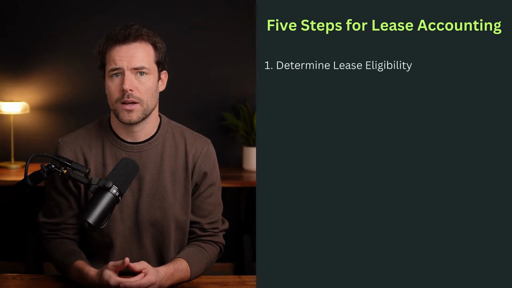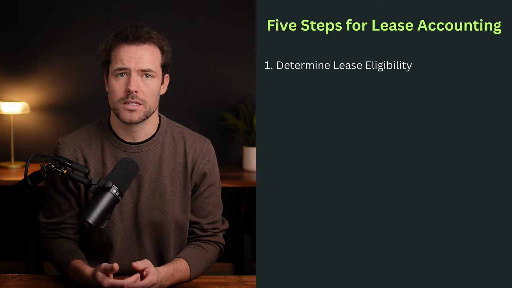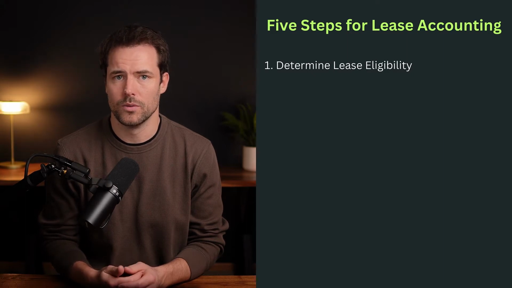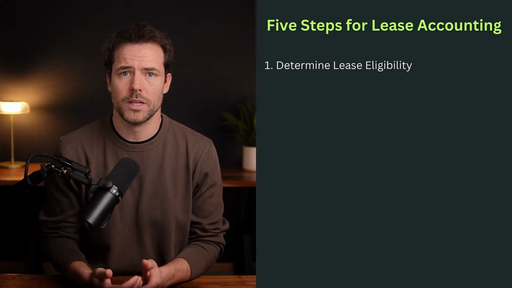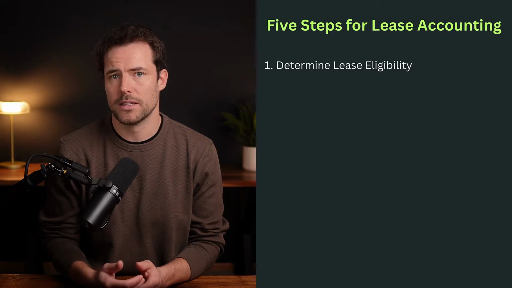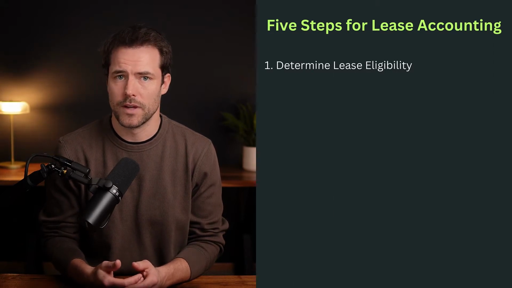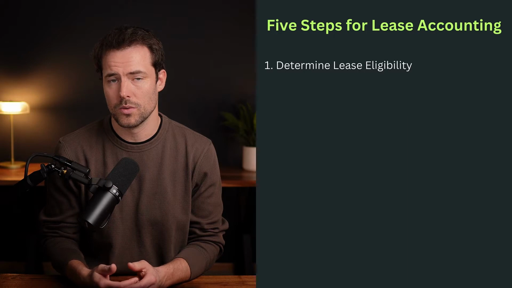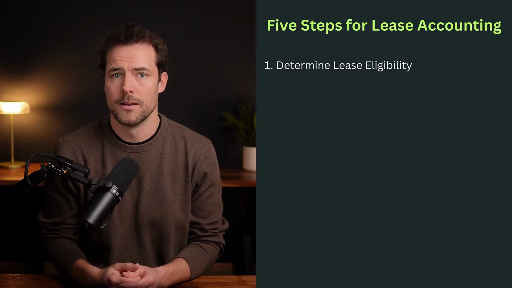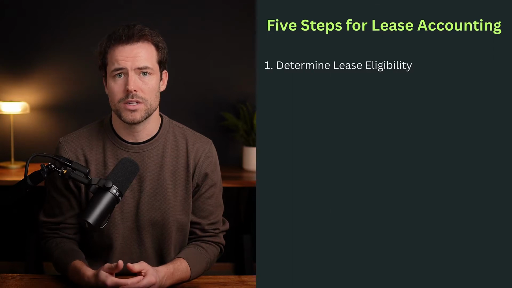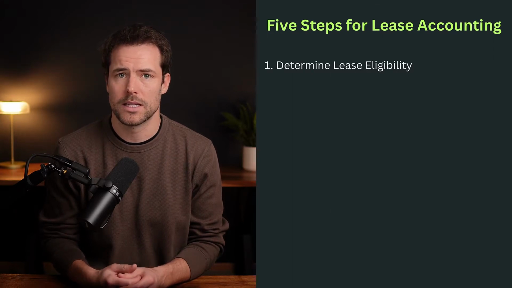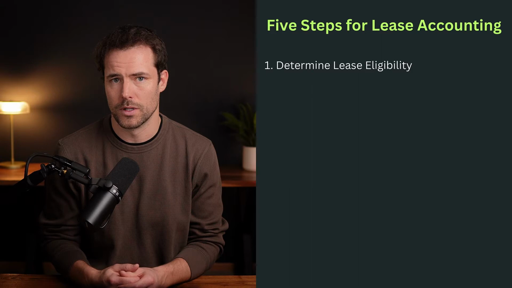First, we need to identify whether we have a lease that falls within the scope of ASC 842. Most of the time, this will be pretty simple, but as we'll find in the next episode, the standard has a very precise definition of when we do or do not have a lease. And there are some specific scenarios where a contract may meet the definition of a lease but still fall outside the scope of ASC 842.